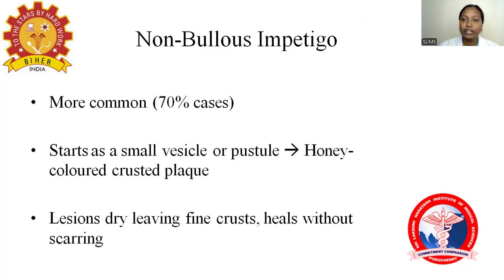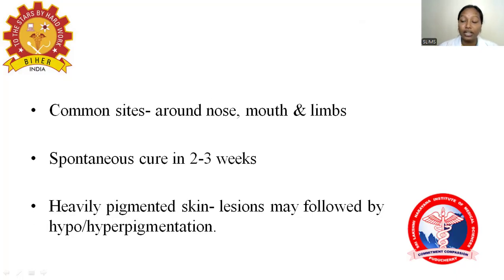Again, about individual classification, that is non-bullous impetigo. This is very common among impetigo, and it is usually seen in the school-going age group. It initially starts as a small vesicle or pustule, then it becomes a honey-colored crusted plaque. So it looks like dry crusted lesions, and it always heals without scarring. The common sites are exposed areas like around the nose, mouth, and limbs, and usually it gets cured spontaneously. In some cases, in heavily pigmented skin, we can see hypo or hyperpigmentation following the infection also.